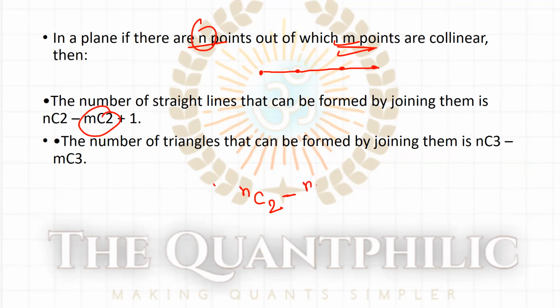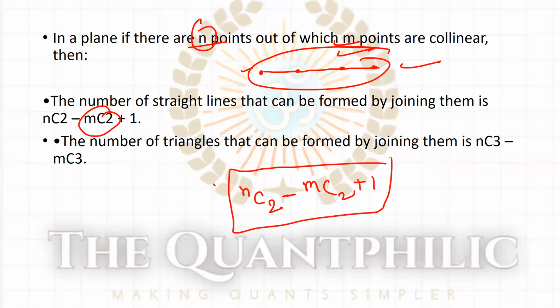So m points are there, so mC2 is removed. But one line can be formed, so for that reason we will add 1. So nC2 minus mC2 plus 1. This is the formula for that.